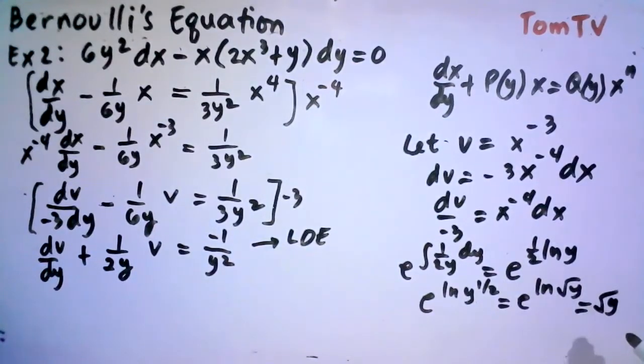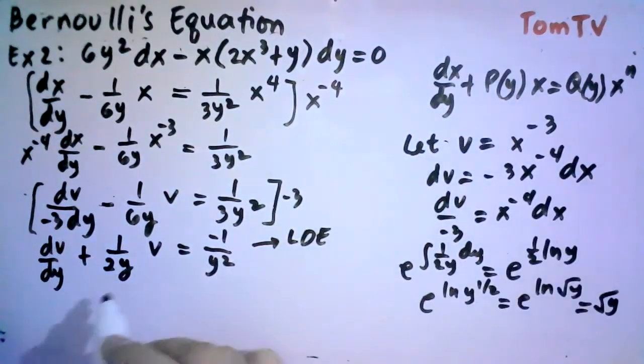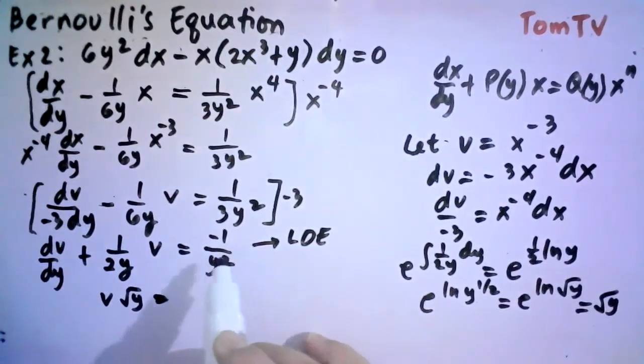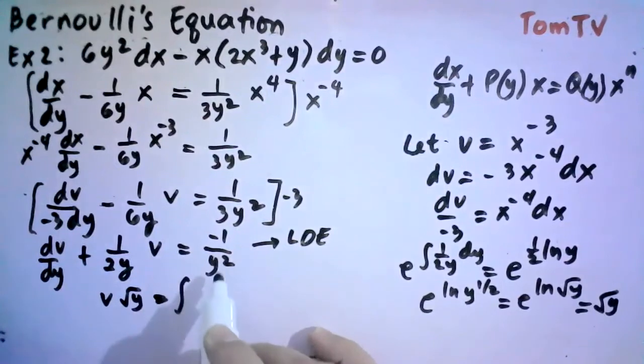Once we have our integrating factor, we will multiply it to the whole equation. Or we go directly by multiplying this integrating factor by your v. That is the shortcut for LDE, linear differential equation. Whatever is your e, we will multiply it to your v, this part, which is supposed to be your x. So we will multiply v by square root of y directly, and then take this one as your integral, of course you have to multiply it by your integral.